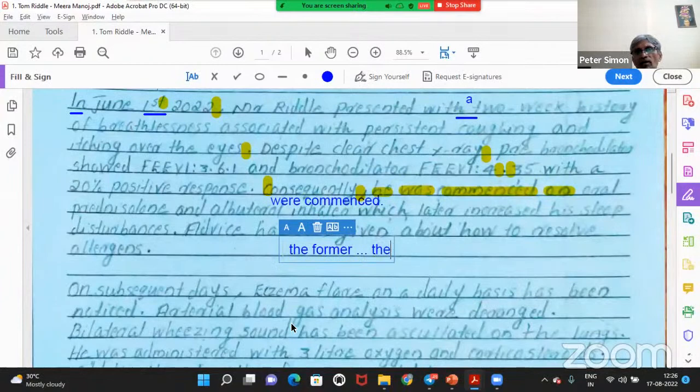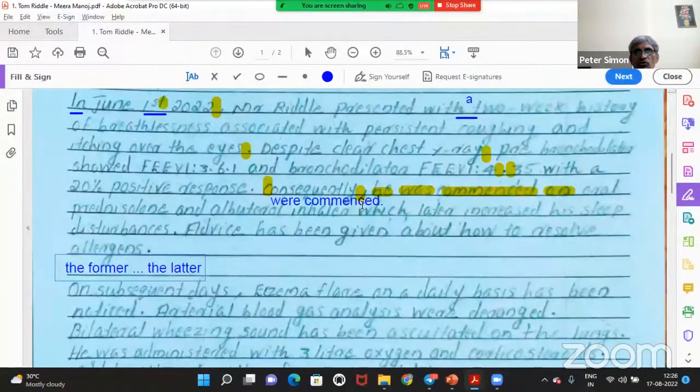Now, what do you mean by the former and latter? Former means the first one, latter means the second one. So the latter has a problem. Both were recommenced, but the latter increased his sleep disturbances. So remember these things, the former and latter. This is just for you. Here we are not using this one. Here you say, but were commenced, but the latter means the second one.